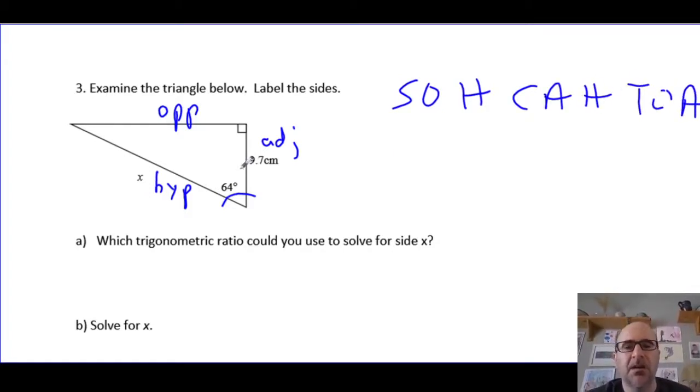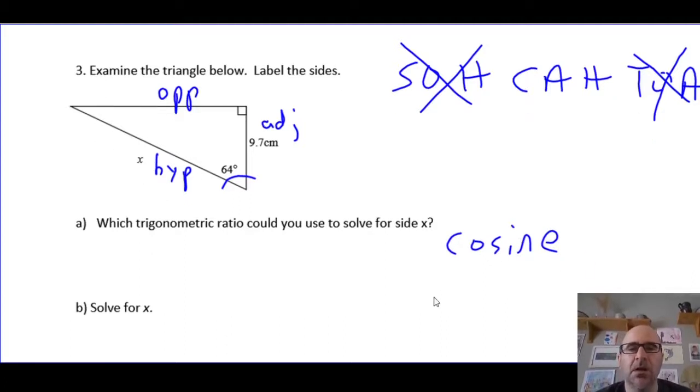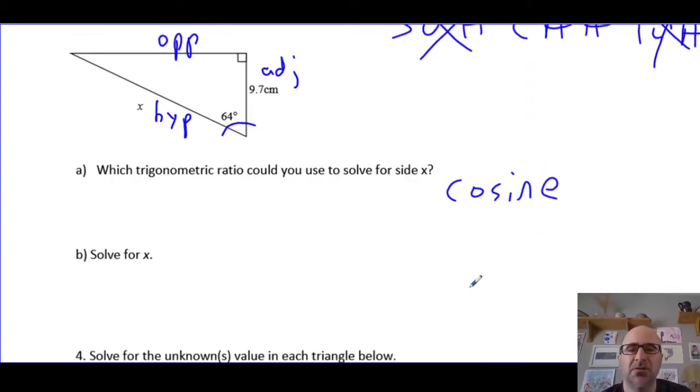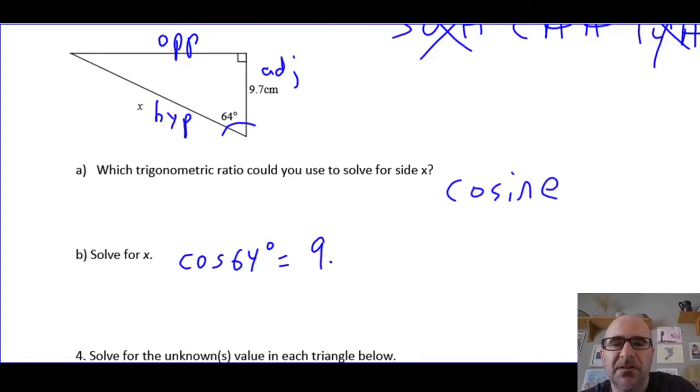Well, x is the hypotenuse, so not going to be using tan here. Cosine or sine? Well, if I use sine, I've got opposite over hypotenuse. Those are both unknown sides, so that's not going to be very helpful. So the answer is that we want to use cosine. Okay. We do that by setting up an equation. Cosine of 64 degrees is equal to adjacent over hypotenuse, 9.7 divided by x.